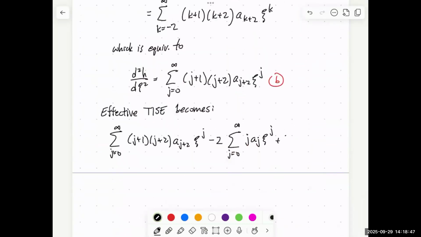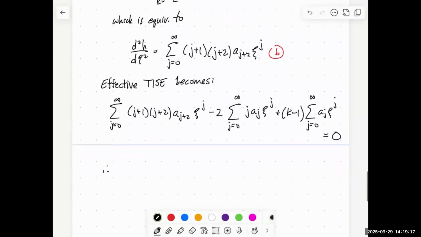Okay, so it's plus k minus 1 times h. But h was our assumed power series, so it's just a_j z to the j. And all of that has to be equal to 0. So this is going to give us our recursion relation. The reason it works is because every term is the same sum and has the same z to the j factor.